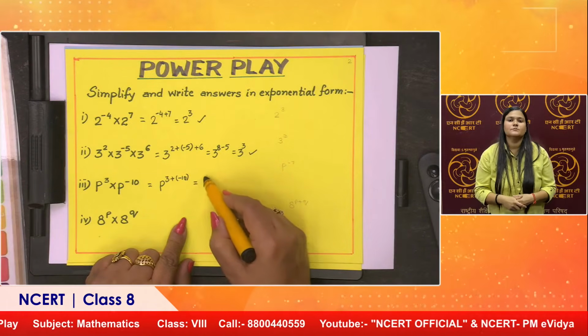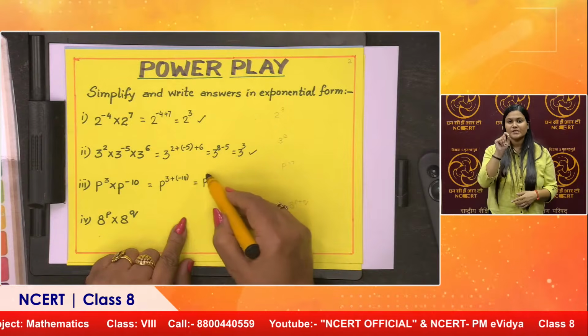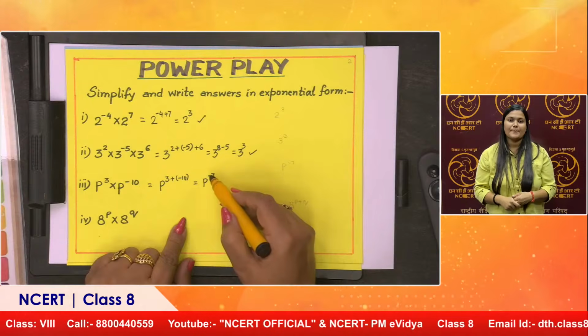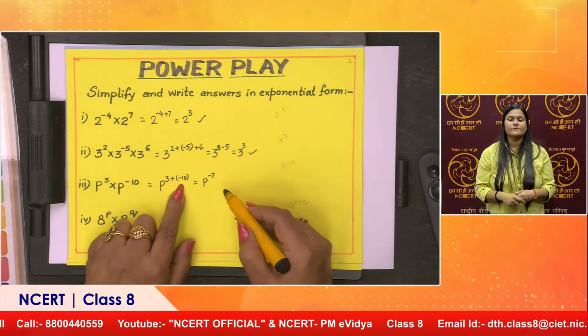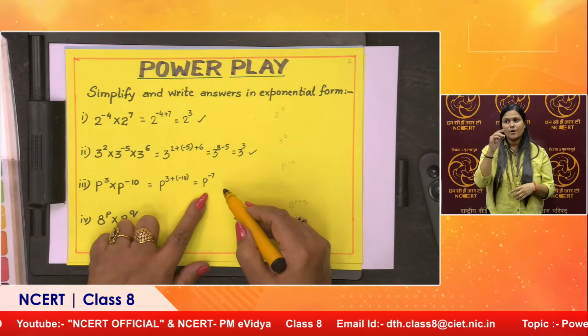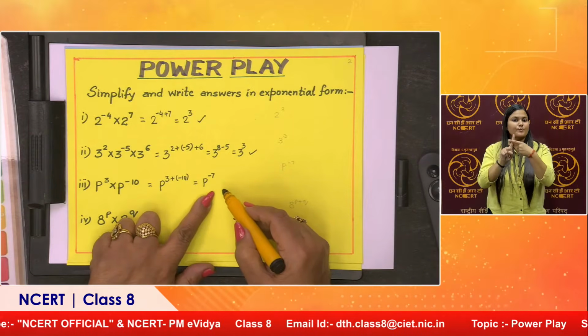So p to the power, what is minus 10 plus 3? Minus 7. Yes. You are very good at integer addition, Shivani. Very good. We should not take only plus 7, children. The sign of the bigger number always comes. So we have p to the power minus 7. You will remember this? Yes.